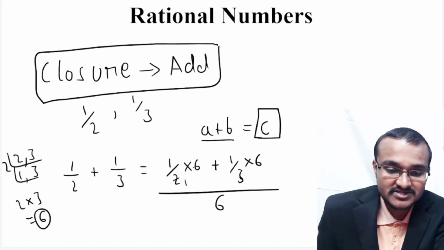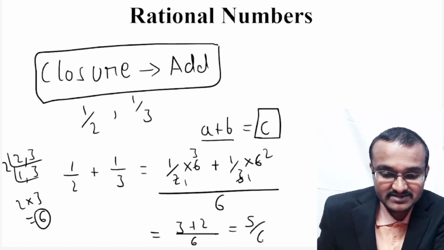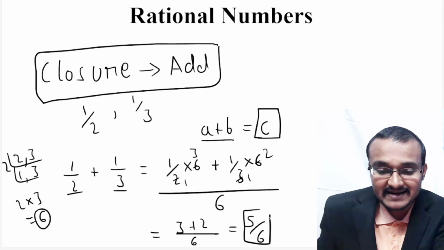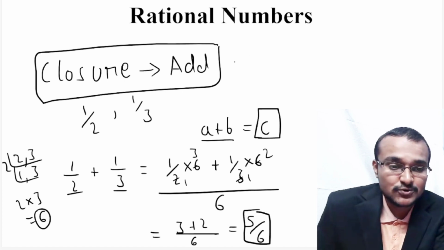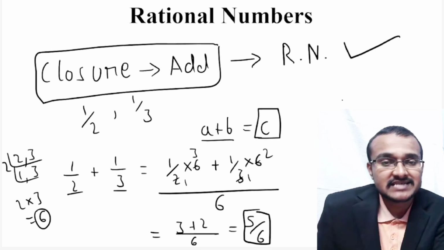Now 2 ones are 2, 2 threes are 6, 3 ones are 3, 3 twos are 6. So now 2 into 1 is 2, 3 into 1 is 3. So you get 3 plus 2 divided by 6, and 3 plus 2 is 5 by 6. After adding two rational numbers, again you are getting a rational number. That shows closure property under addition for rational numbers is satisfied.